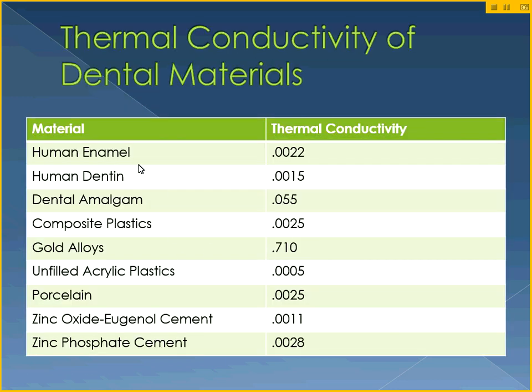When you look on this chart, enamel and dentin have very low numbers for thermal conductivity, and that means that they are very poor thermal conductors when compared with things like the gold alloys. Look at how high the number is for the gold alloys in the middle of this chart. Zinc oxide eugenol and zinc phosphate cements are used to replace lost tooth structure. They're used as filling materials.